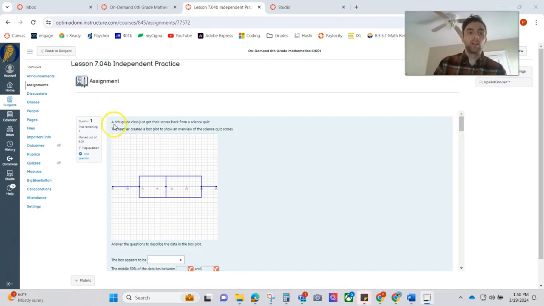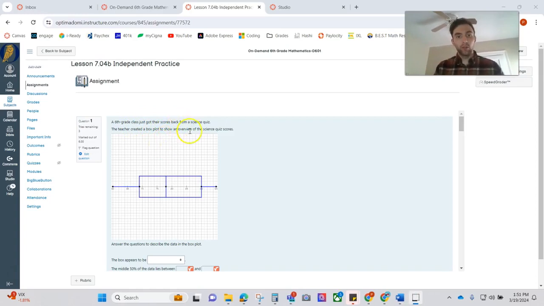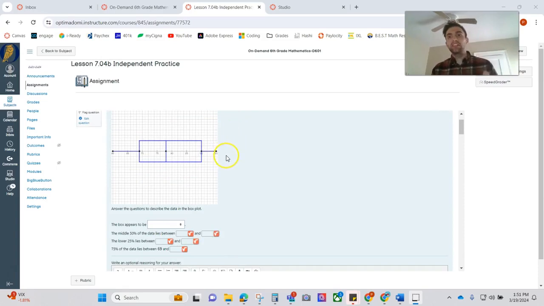Let's jump right in. Question 1. A 6th grade class just got their scores back from a science quiz. The teacher created a box plot to show an overview of the science quiz scores. Here is the box plot. Answer the questions to describe the data.